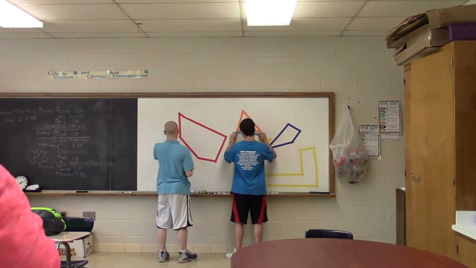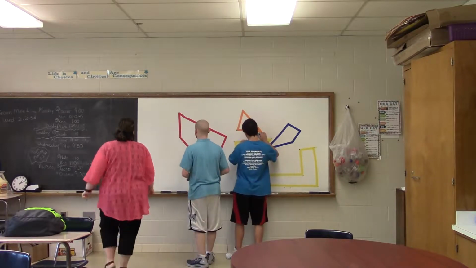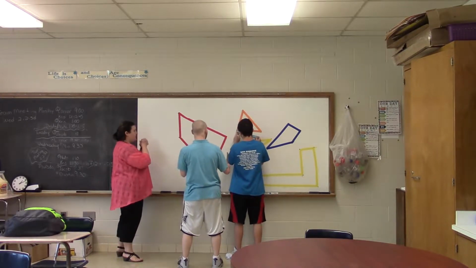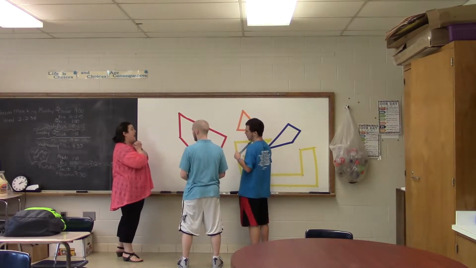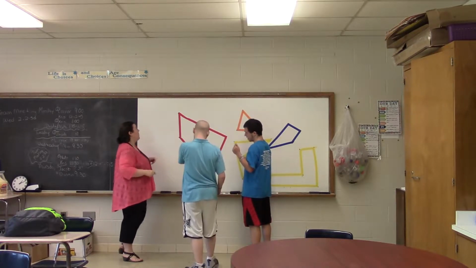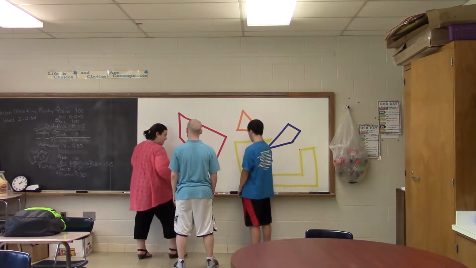Okay guys, so today we're going to work on perimeter. How do we find perimeter? Who remembers? I'll give you a clue. We add. What do we add? Each side together. So add each side, or the sum of all sides.